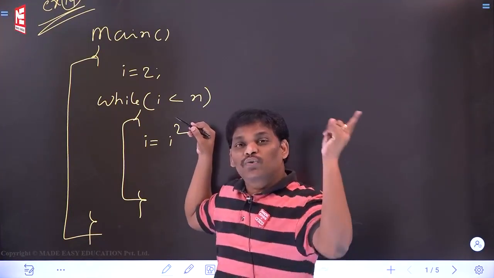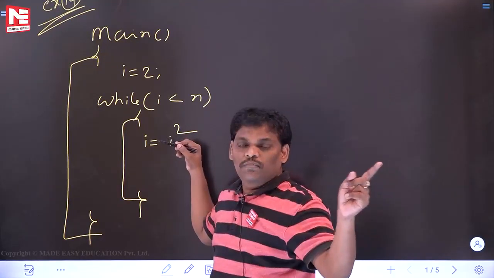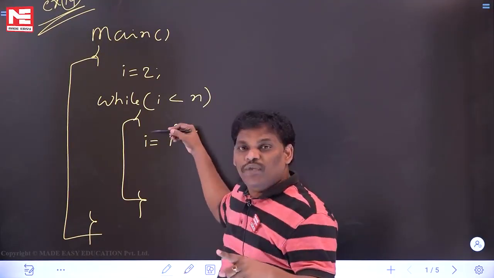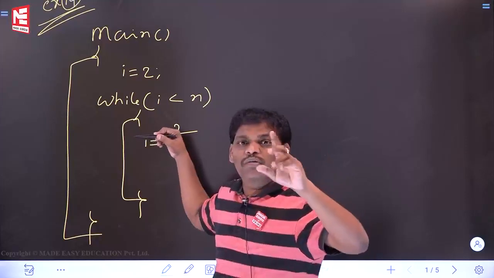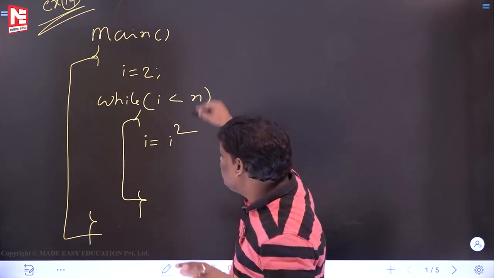Can you help me now? What is the 2 into I? Log n base 2. What is the I plus 2? N by 2. But here I into I, it is growing faster, means, right? I think the loop will be over immediately. Some people are asking, sir, what is the answer of this one? How many times will this loop run?